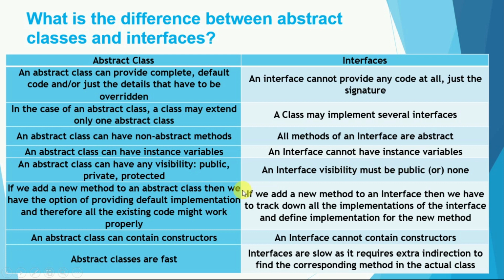Okay, if we add a new method to an abstract class, then we have an option of providing a default implementation, and therefore all existing code might work properly. But if we add a new method to an interface, then we have to track down all the implementations of the interface and define an implementation for the new method.